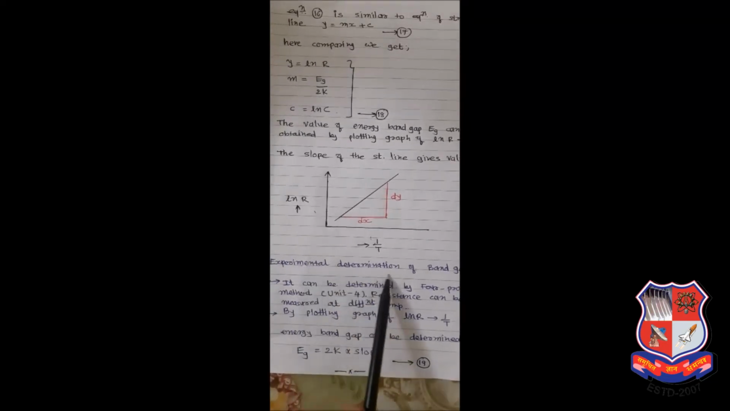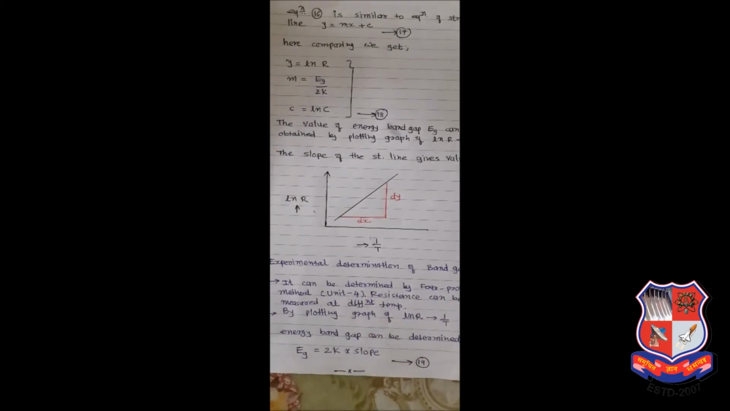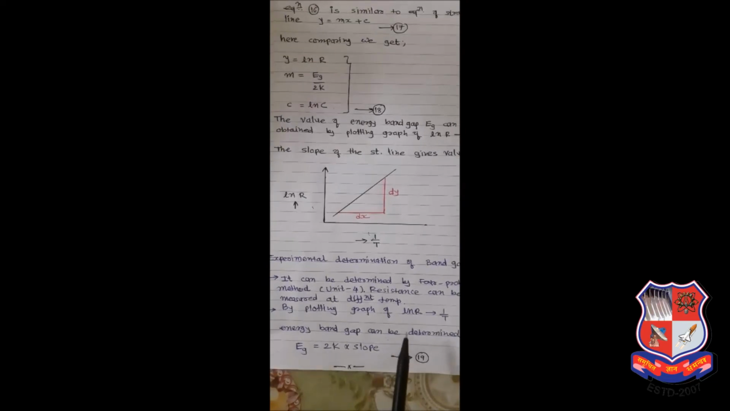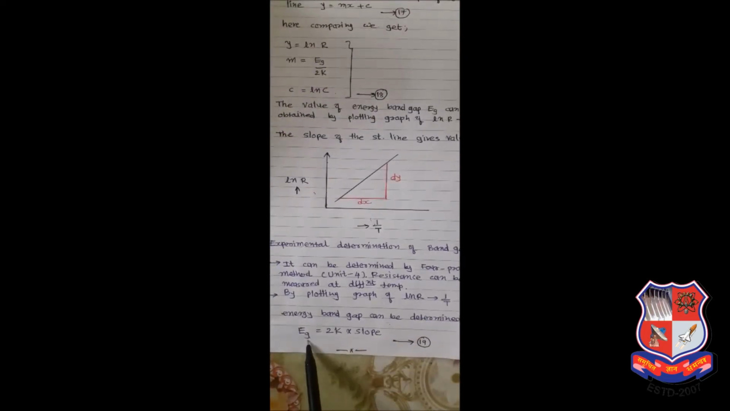If we do the experimental determination of band gap, then we can do it by either the 2 probe method or the 4 probe method, and by varying the temperature we can find out different values of resistance, and by plotting the graph of ln R versus 1 upon T, we can find out the energy band gap. Eg is equal to 2k into slope. Thank you friends.